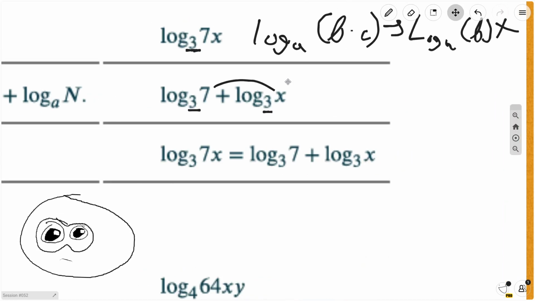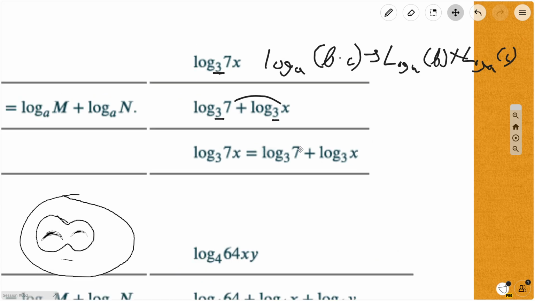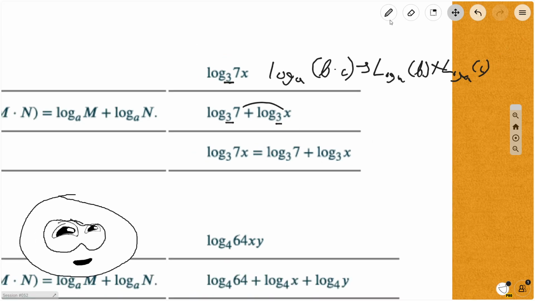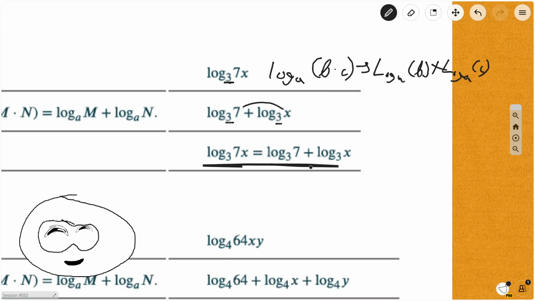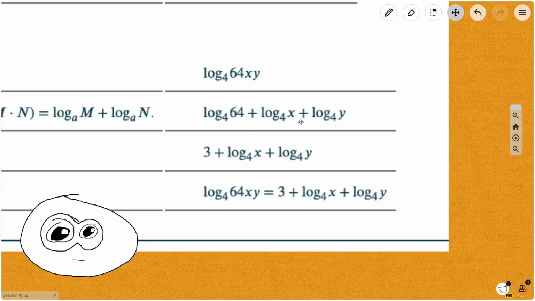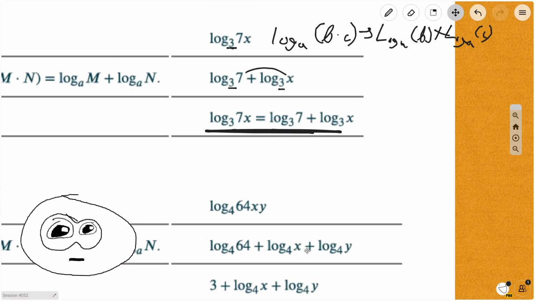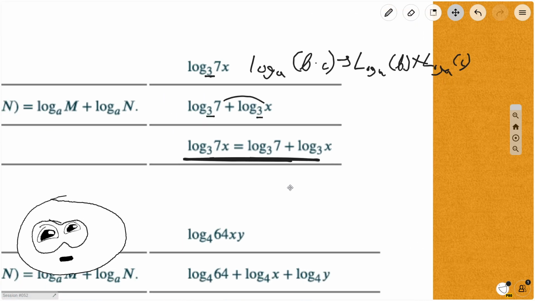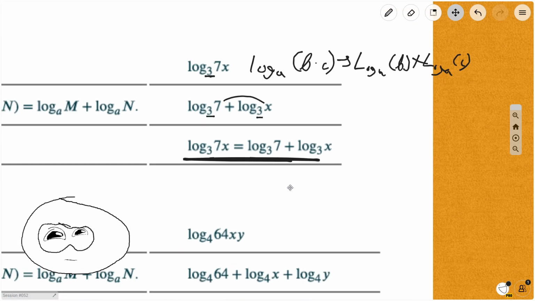Now what do they do here? Oh, that's it? That's it? They just stretched it out? That's the whole thing? Well, I guess this is the part where they just explain the rules. I thought they were going to try to solve for x. Can we solve for x? Hold on.